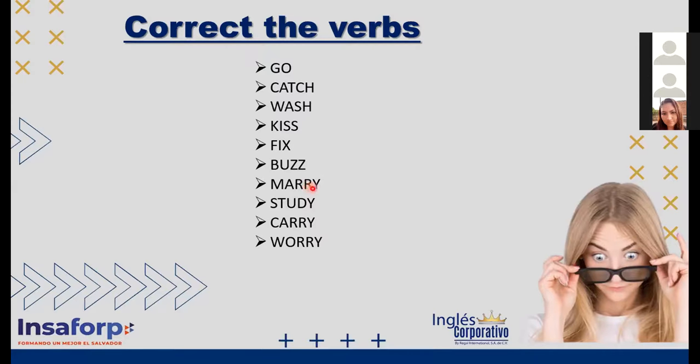The rule that I told you yesterday, la regla que les dije ayer, es que si terminaba en Y, la íbamos a cambiar por I y le agregaríamos S, right? Pero eso lo vamos a hacer only, solamente si antes de la letra Y hay una consonante. ¿Qué pasa cuando no haya una consonante sino que haya una vocal? En ese caso no lo vamos a cambiar. No vamos a cambiar la Y por una I. Solo agregaríamos la letra S.